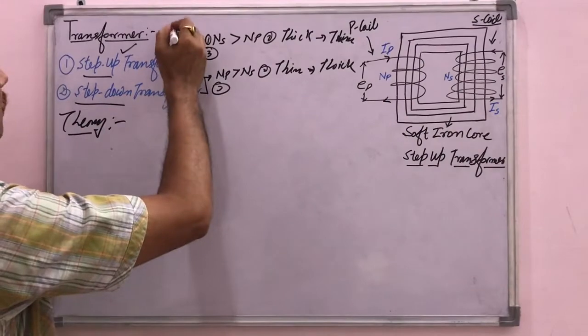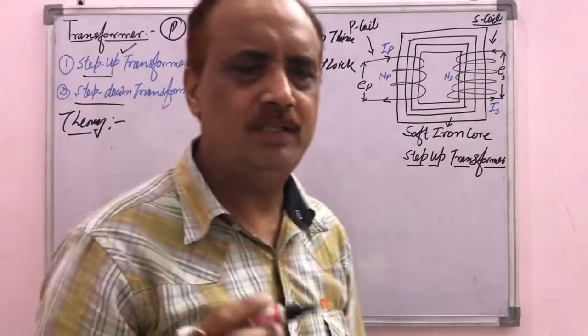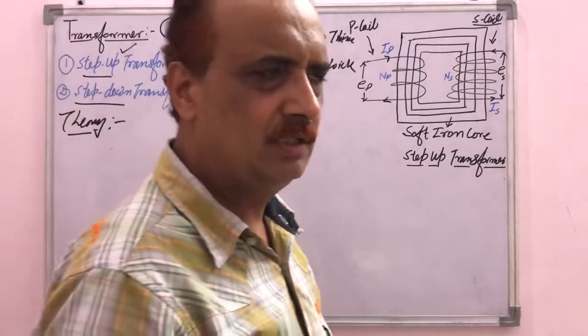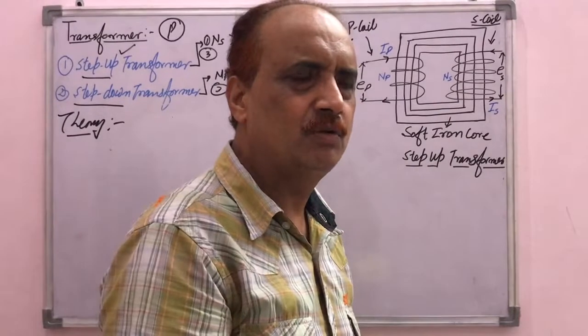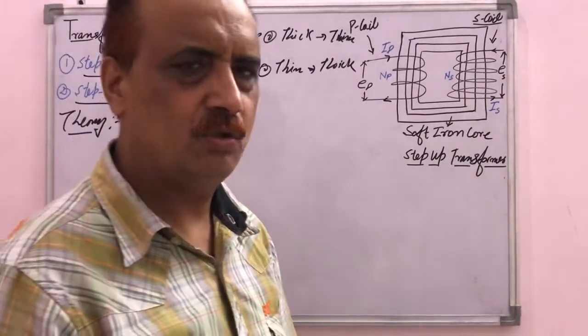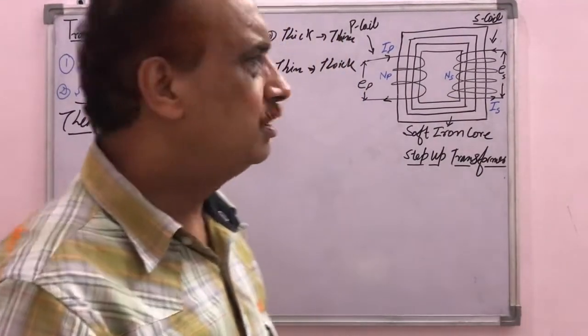Next point is what is the principle of that transformer. So it is based on mutual induction. In mutual induction, if two coils are inductively coupled, then the magnetic flux linked in one coil will be linked in the other coil also. So this is the principle of the transformer.